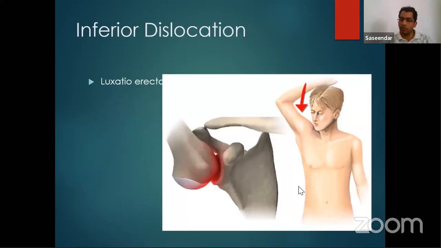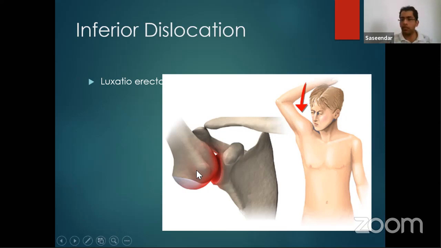Then we have the inferior dislocation. It's otherwise called luxatio recta. Luxatio means luxation. Luxation is dislocation. Erecta is erect or straight or vertical. Okay, so why is it called so? Because after an inferior dislocation, the head is locked under the glenoid.